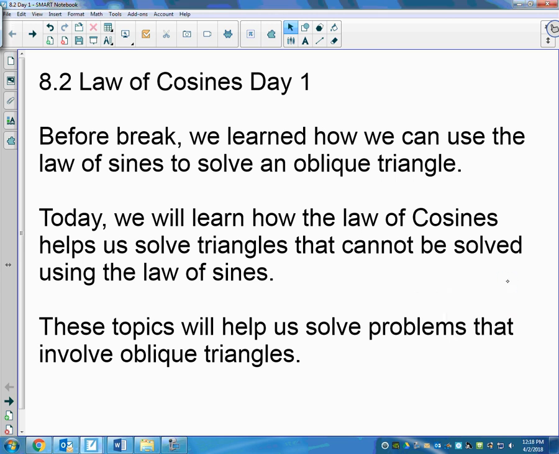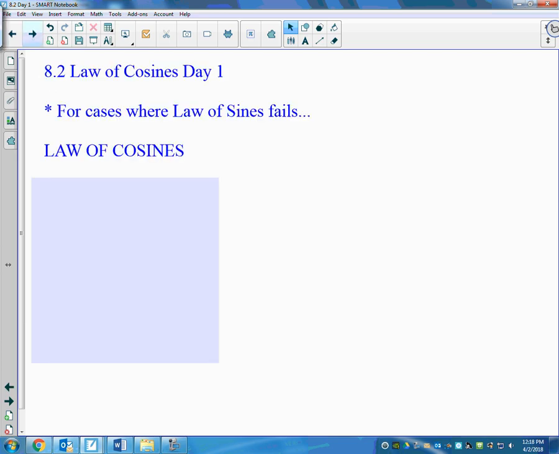Welcome back. Today we're going to look at law of cosines, right? So we talked about law of sines, and now we want to talk about what happens if law of sines doesn't work. We can use something called law of cosines. So when would the law of sines fail?